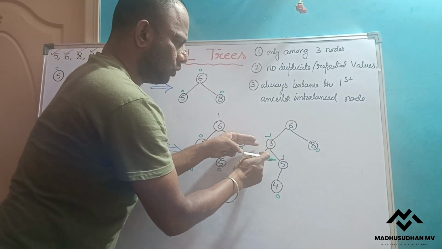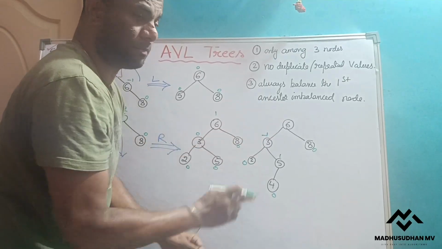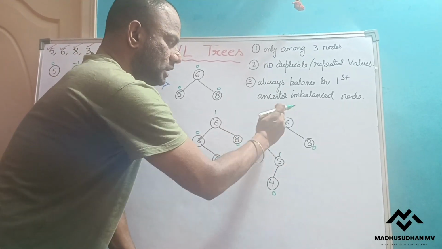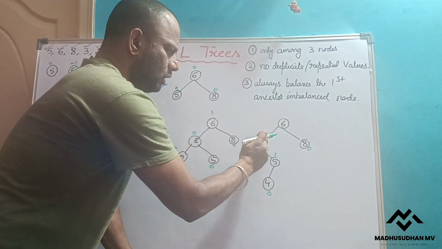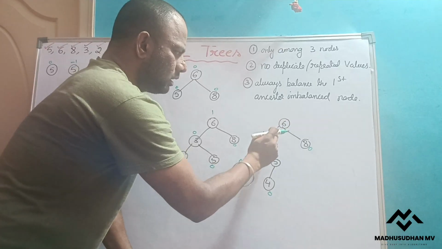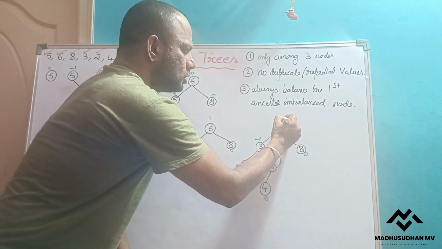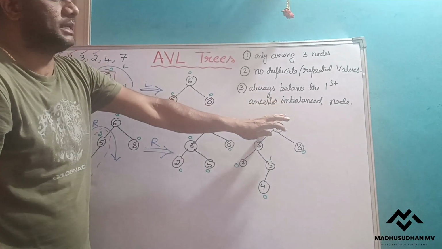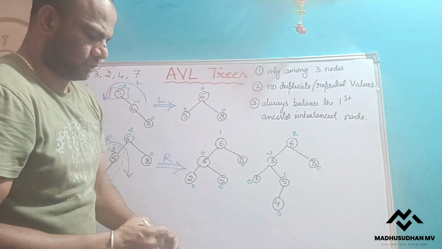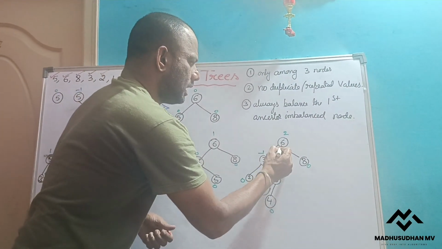Next, 1, 2. This is the left subtree, always find the longest path. So this is my longest. 1, 2, 3. 1 edge, 2 edge, 3 edge. Minus 1. 3 minus 1 how much? 2. Again, this is imbalanced. So this node is imbalanced.